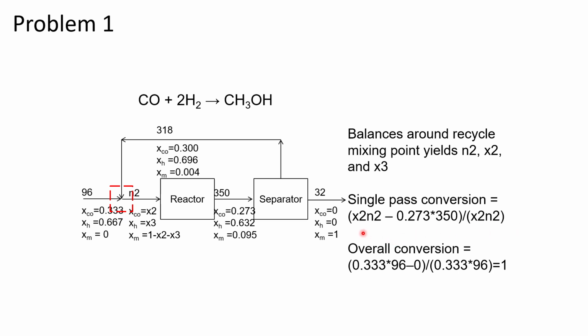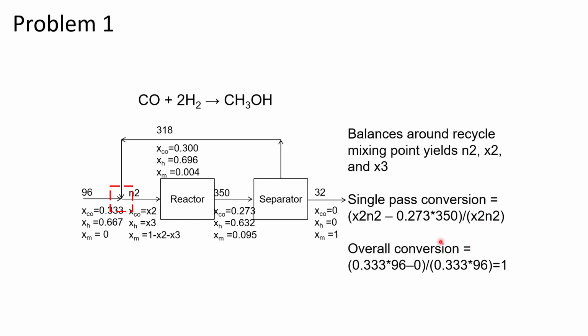A single pass conversion is equal to, and we're going to calculate this in terms of the single pass conversion of CO. It's going to be equal to the amount of CO that enters the reactor. The amount of CO that enters is X2 times N2. And we're going to subtract from it the amount that exits, which is 0.273 times 350. That's the amount that reacts. We're going to divide that by the amount that enters. So single pass conversion is N in minus out divided by what goes in to the reactor.